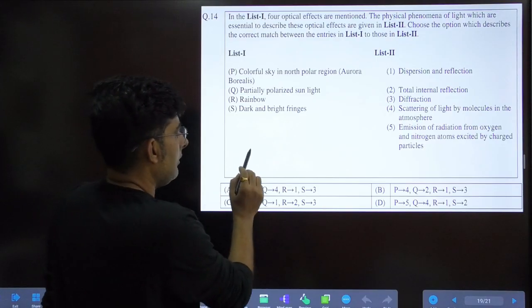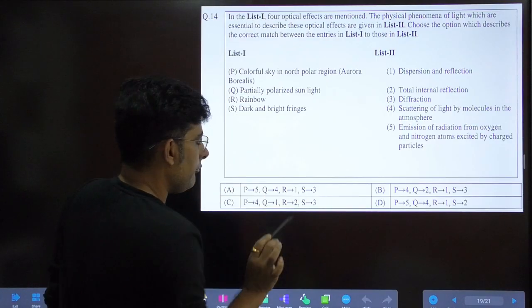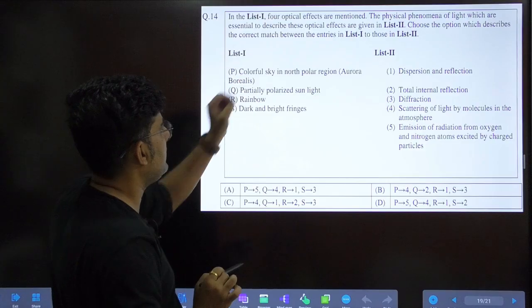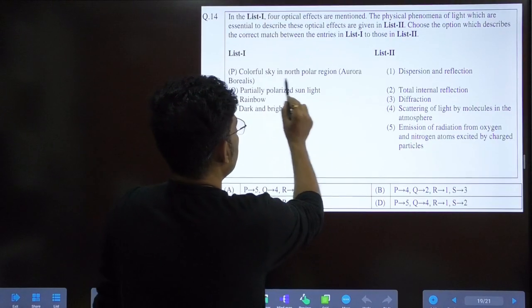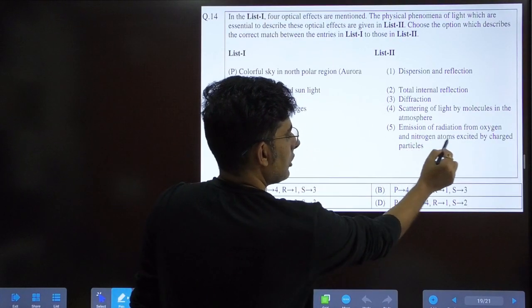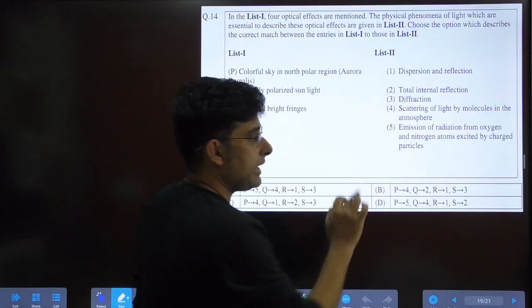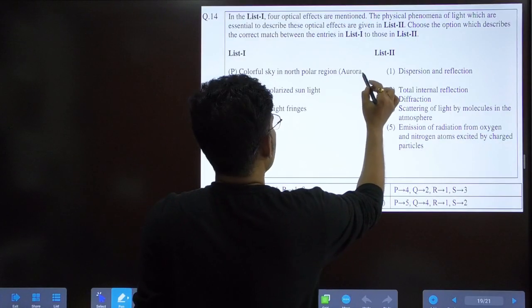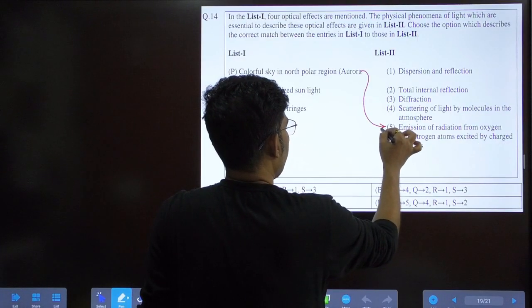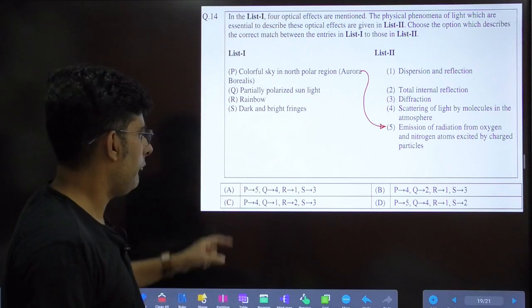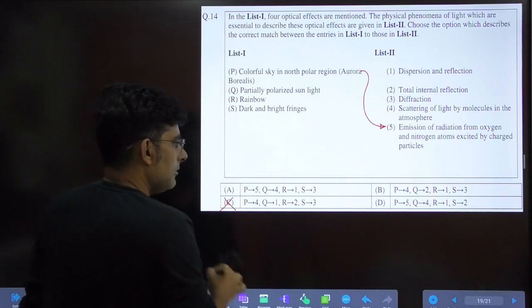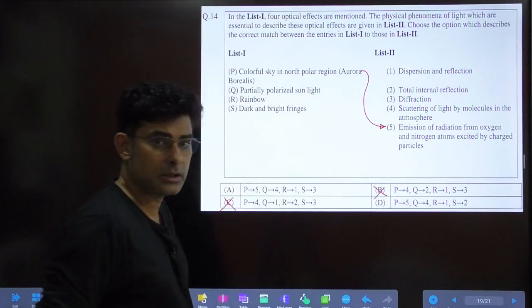So A, B, C and D, which one will match? For that, first we see P. P matches with colorful sky, emission of radiation from oxygen and nitrogen atoms excited by solar charged particles. So P will match with 5. So that means which are not correct? C is not correct, B is not correct.